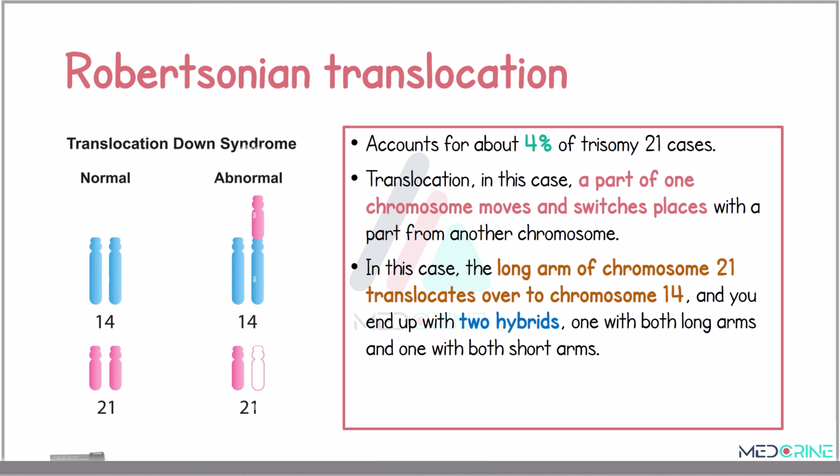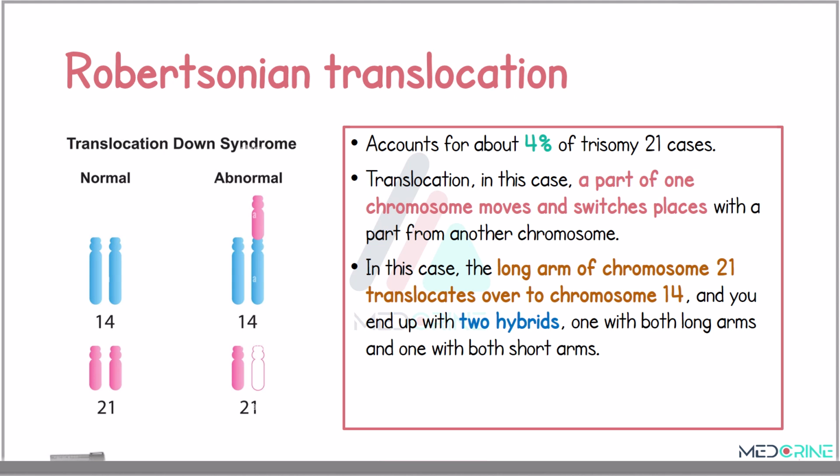Apart from non-disjunction, Robertsonian translocation accounts for about 4% of the trisomy 21 cases. This translocation is a fancy way of saying there's a movement from one place to another. So a part of one chromosome moves and switches places with a part from another chromosome.